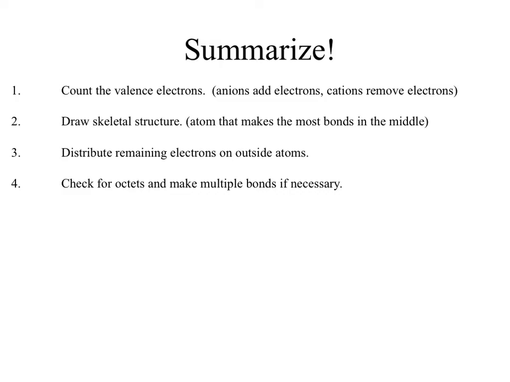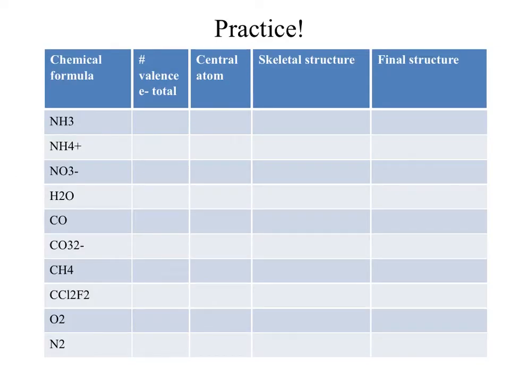Figure out which atom's in the center, draw a bond from each of the other atoms to that central atom, and then distribute the remaining electrons on the outside atoms, but in pairs. They have to be in pairs. And then check for octets and make multiple bonds only if it's necessary to give the central atom enough electrons to be 8 around each atom. The job is for you to practice.